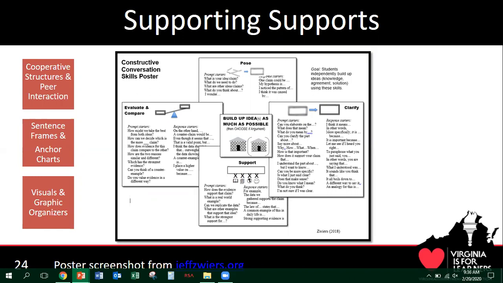What does academic discourse sound like at a specific grade level? And teaching students that, modeling that, having them practice that. Because if we aren't apprenticing them or training them in that, then we're missing opportunities to advance the rigor and the deeper learning.